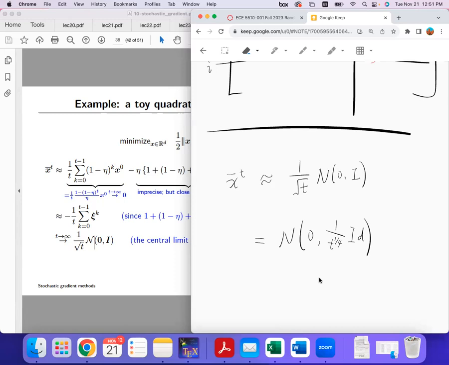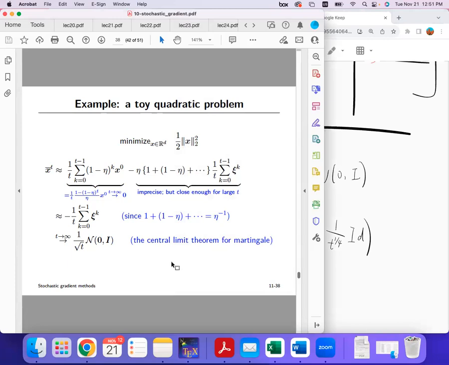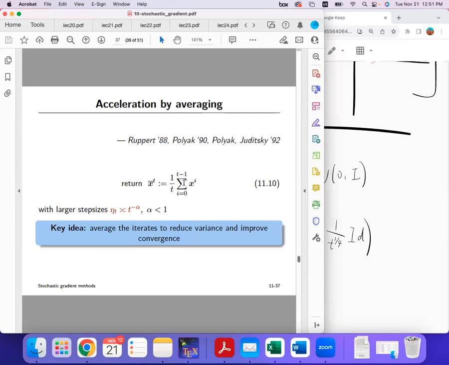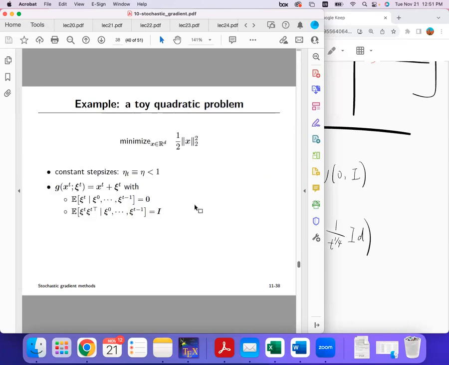So in the end, once we do model averaging, this average will be very close to zero. The variance will be very, very small as t goes to infinity. That's why in practice we usually do model averaging over the generated output sequence. This will help reduce the oscillations and makes the optimization smoother.